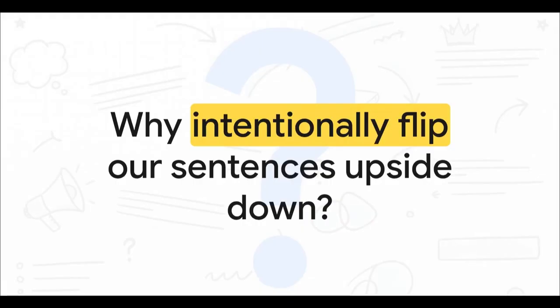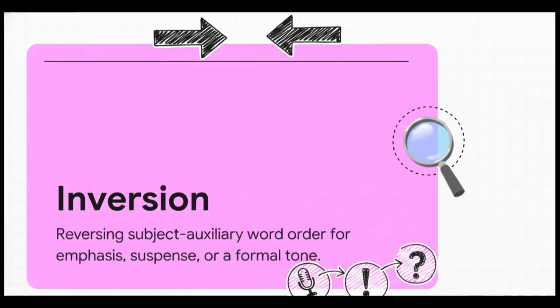So you might be wondering, why do top-tier professionals and writers intentionally flip their sentences completely upside down? Why go for this whole Yoda effect instead of just sticking to standard, predictable syntax? Well, the answer is simple. It's power. Inversion, you see, isn't really for casual, everyday chatter. It's a high-level tool. We use it to create dramatic emphasis, build suspense, or establish a really authoritative, highly formal tone. Let's break down exactly what we're talking about here.